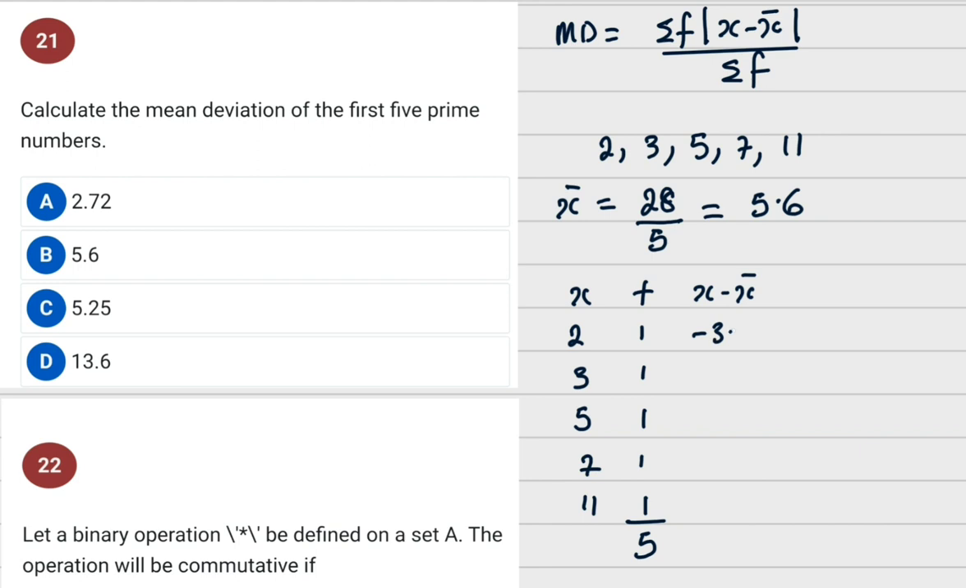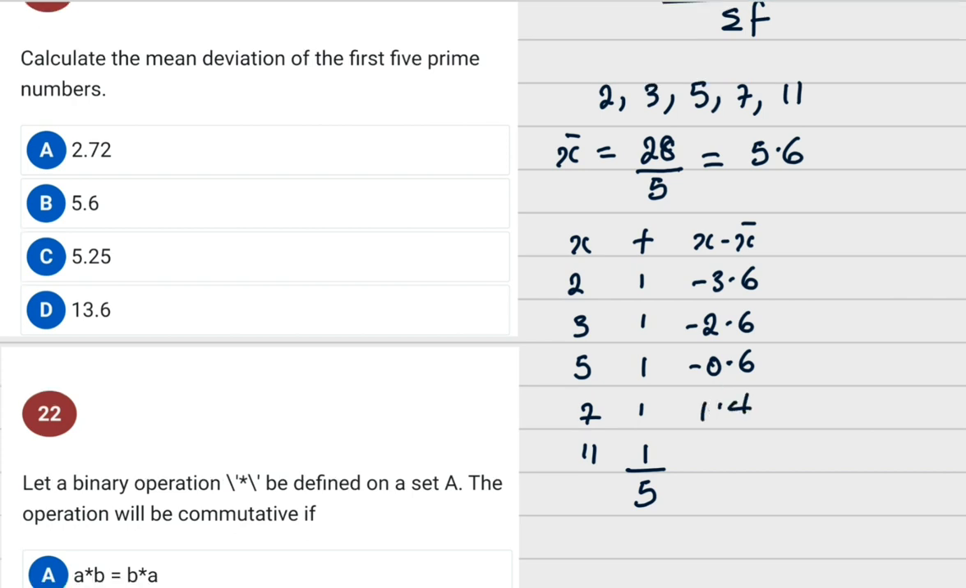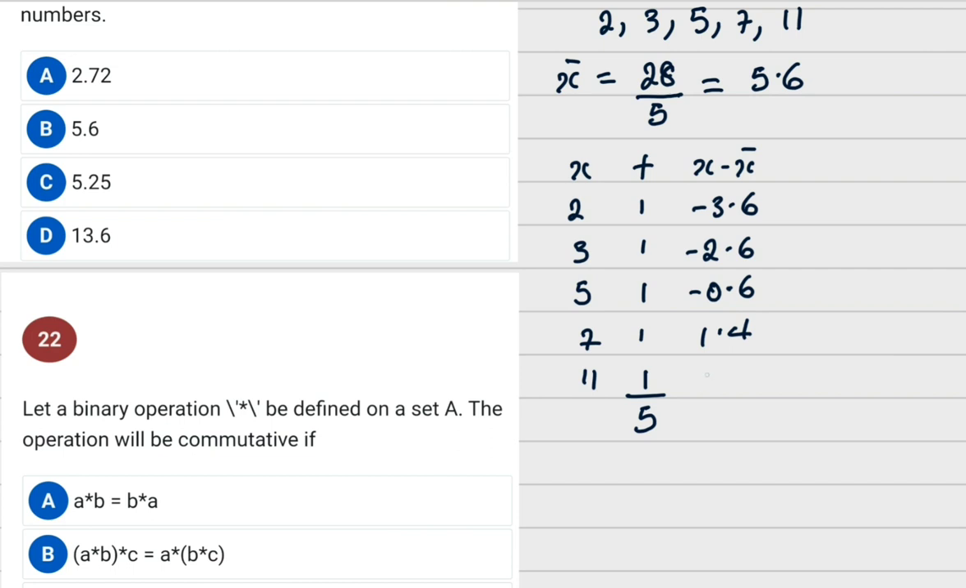I think it should be minus 3.6. Then 3 minus 5.6 is minus 2.6. Then 5 minus 5.6 is minus 0.6. And 7 minus 5.6, I think it should be 1.4. Then the last is 11 minus 5.6, which will be 5.4. So I've gotten that.